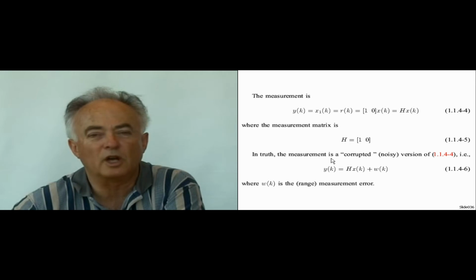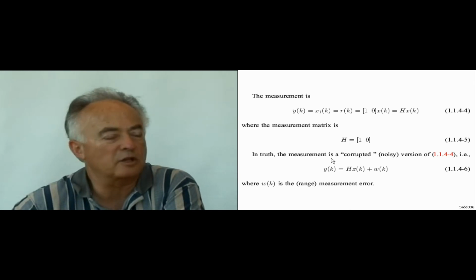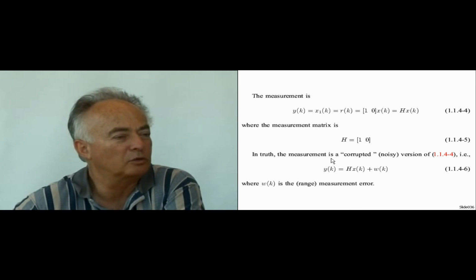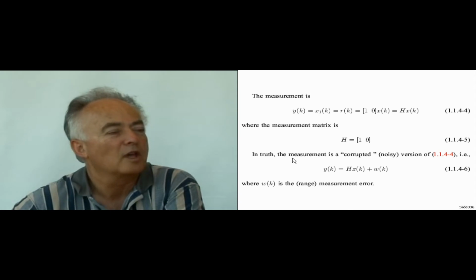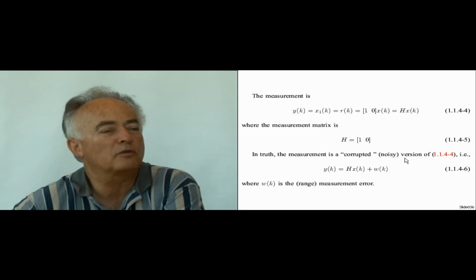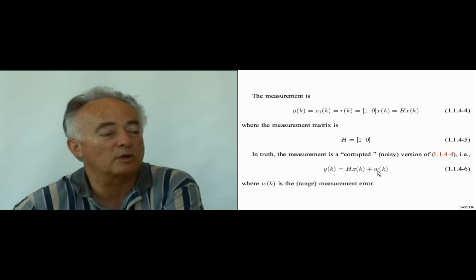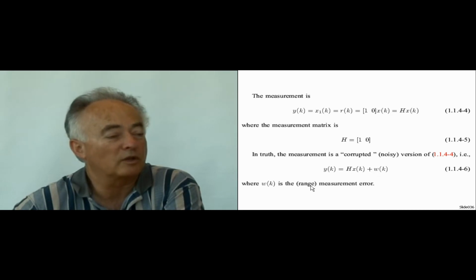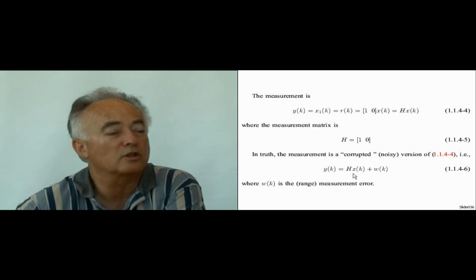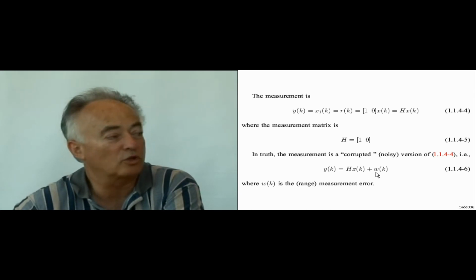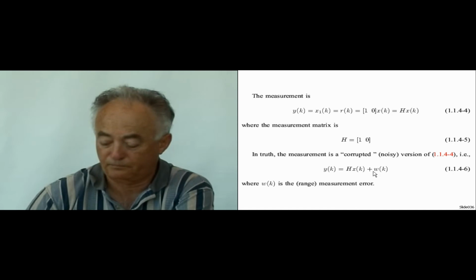However, up to now we had a totally idealized model. We've got to get closer to real engineering systems. The measurement in the real world is a corrupted version of the range. So it is not Hx, but Hx plus some w. And w is the range measurement error. So y now is an imperfect position or range measurement.